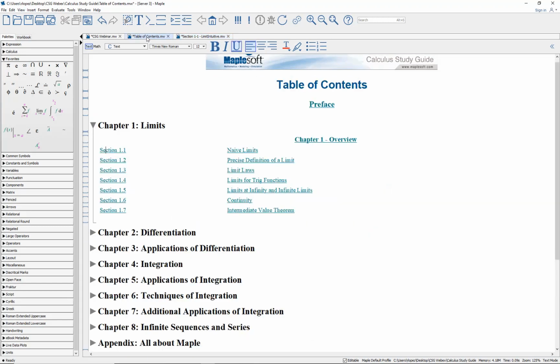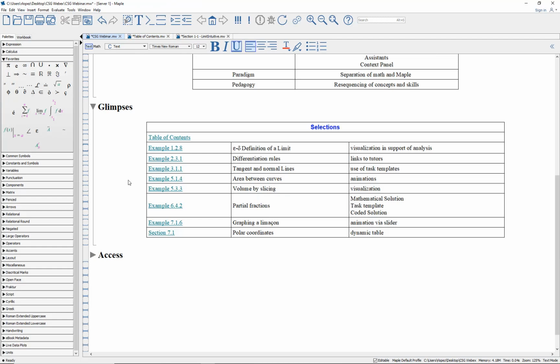In addition to taking a quick look at the table of contents, here are some examples that I would like to take you through so you can see how the material is developed. And there's one section down here that we might get a chance to look at. You can see how a particular section is laid out.